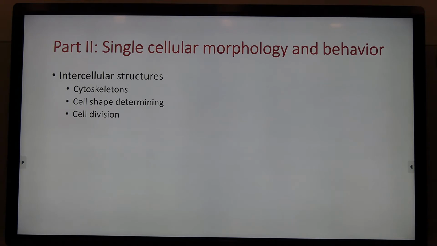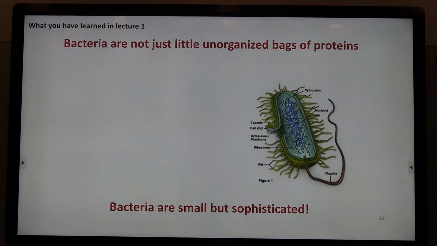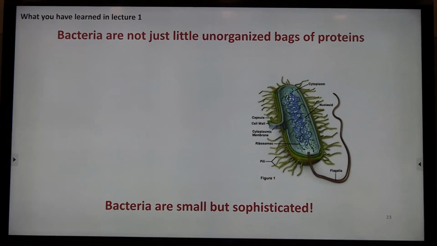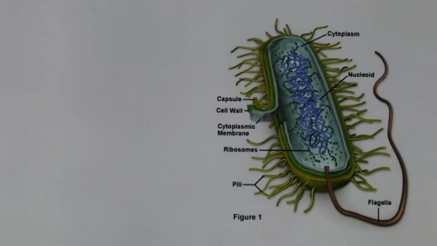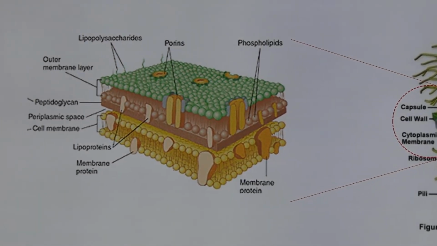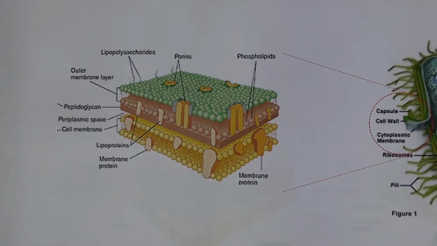So just before we get into the details of intracellular structures of bacteria, I would like to spend several slides to quickly recall some knowledge from the previous lectures. What we learned in the previous lecture is that bacteria are not just little unorganized bags of proteins. Instead, they are small but sophisticated. As you can see from these slides, they have well-designed structures as shown.